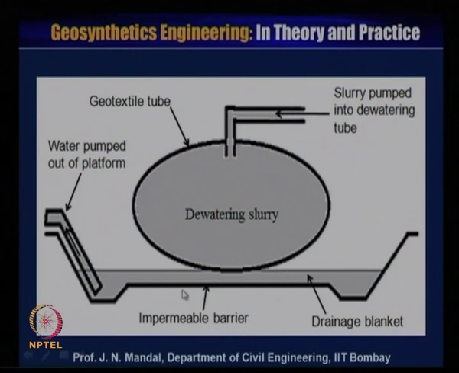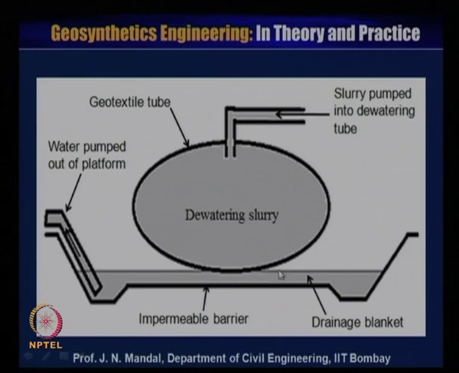So, here is the geotextile tube, and the slurry is pumped into the dewatering tube here. At the base, there is an impermeable material, maybe like a geomembrane, and there is a drainage blanket. When it is filled with the slurry and you apply the load, water comes out from the geotextile tube, and this water is pumped out from the platform for rectification or other treatment.